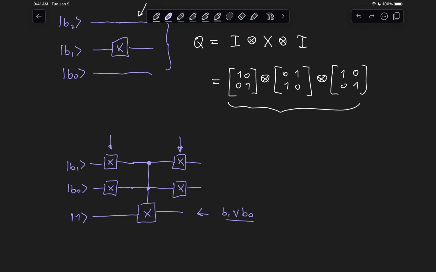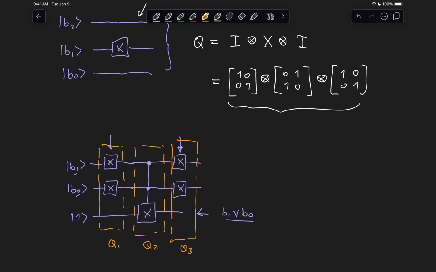The way we would construct the matrix for this circuit is we will first get a matrix for this portion, which, as we showed above, we do by taking the Kronecker product of the individual gates we're applying there. So let's call this Q1. Then we would apply our CCX gate. Let's call this Q2. And then we will apply, let's call this Q3, even though it's identical to this Q1.